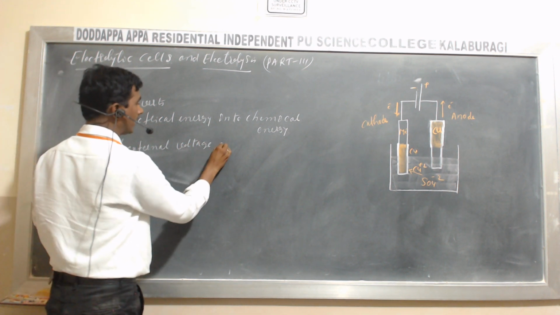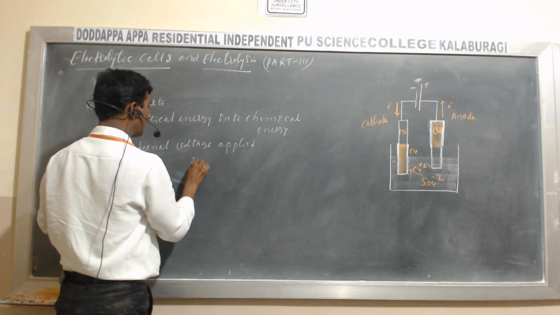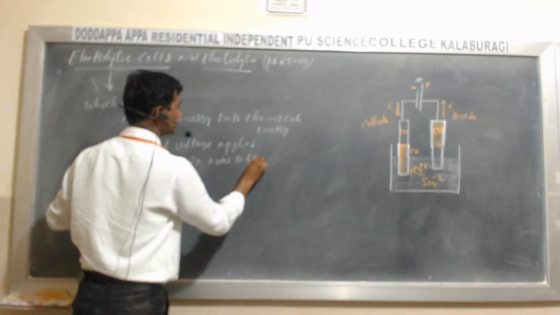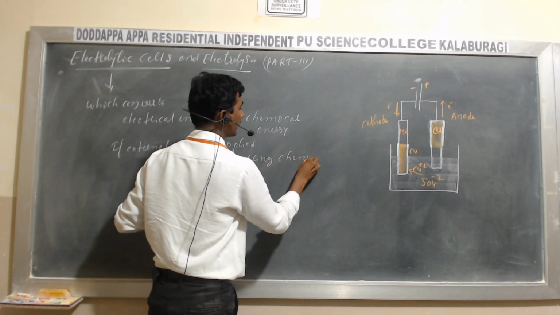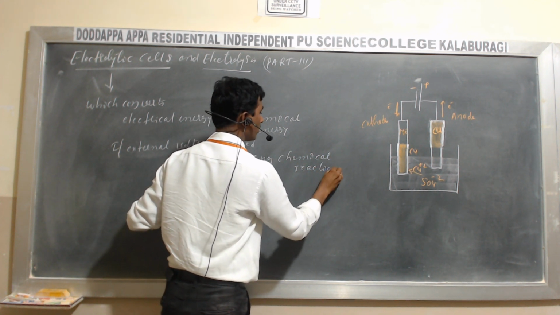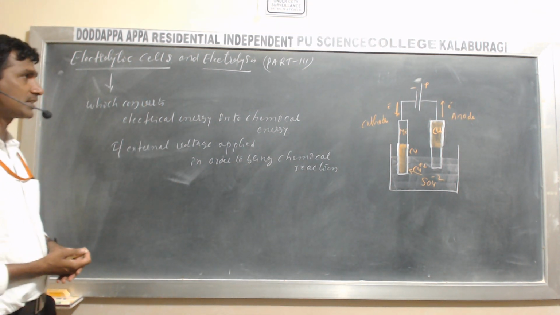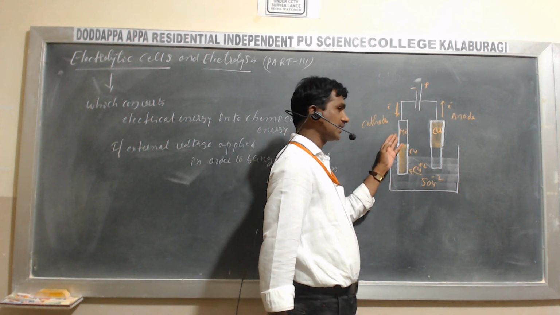If an external voltage is applied in order to bring about a chemical reaction, this is called an electrolytic cell. For example, this is the electrolytic cell.